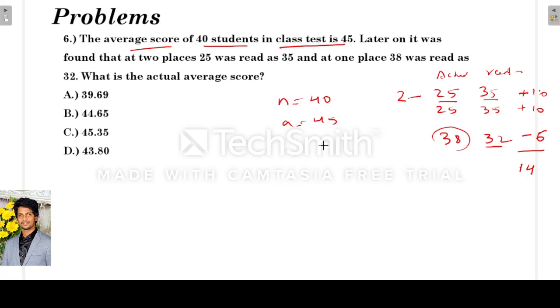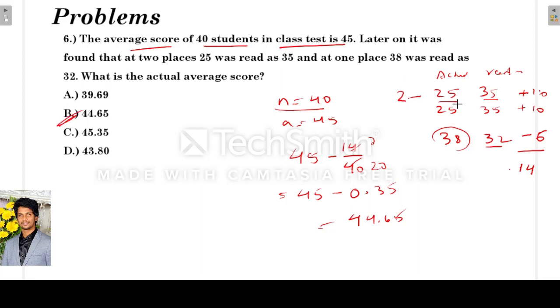So now what we have to do? So from this average we have to remove, because 14 is in excess, we have to remove 14 from sum, but as we are finding the average, 14 by 40, which is number of students. So here for 45 minus, see this, 7 20 means 0.35, right? So it is 44.65.